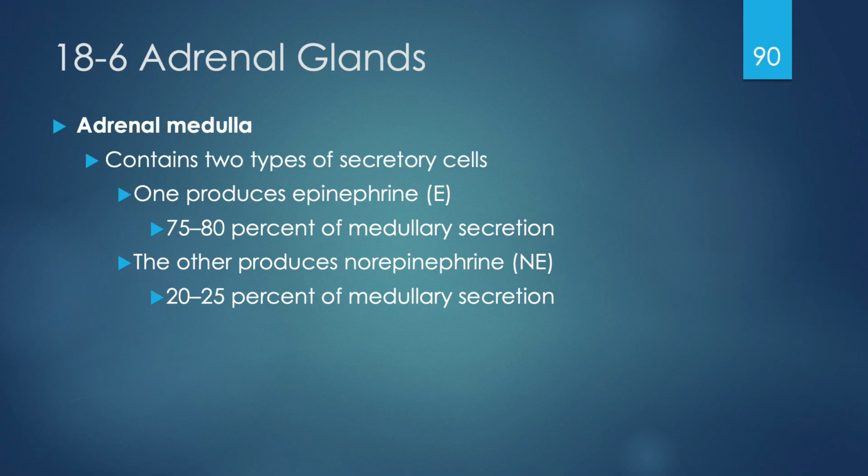As we've already discussed, the adrenal medulla will secrete epinephrine and norepinephrine. So we have two different types of secretory cells, one that makes each specific substance. Epinephrine is about 75 to 80% of our medullary secretion, so that's the vast majority. But the remaining quarter is norepinephrine.